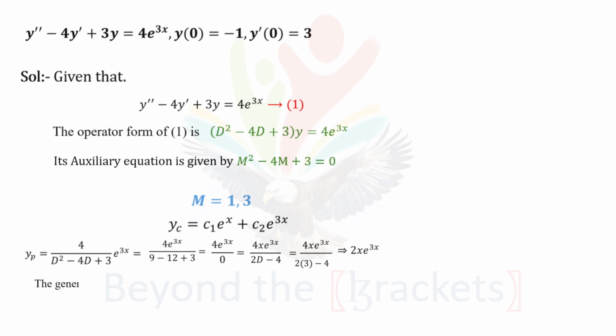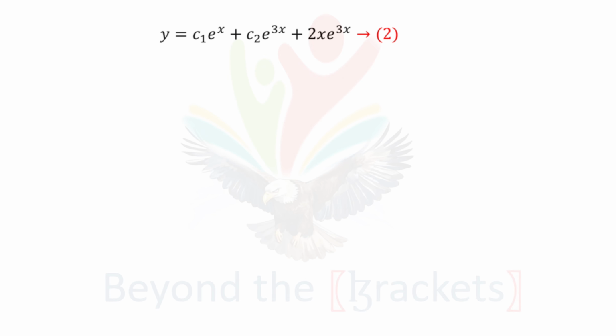The general solution of equation 1 is given by y is equal to yc plus yp, that is c1 e power x plus c2 e power 3x plus 2x e power 3x. Here, boundary conditions are given in order to find the values of c1 and c2. Call the general equation as equation 2. The first boundary condition is y of 0 is equal to minus 1, that is y is equal to minus 1 when x is equal to 0. Substitute these values to get minus 1 is equal to c1 plus c2.